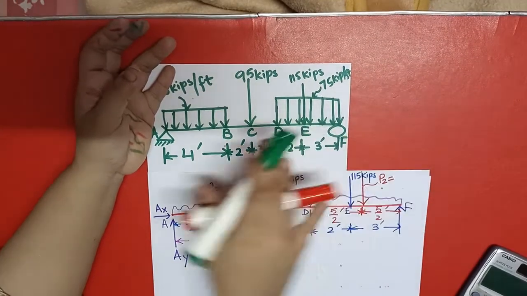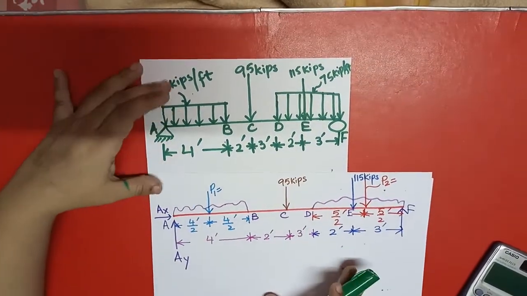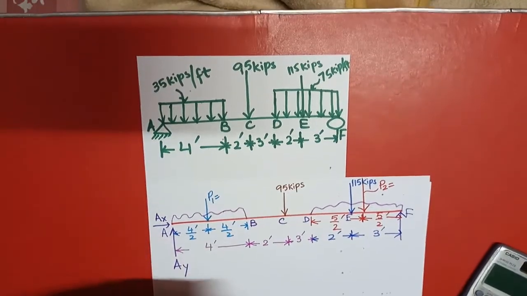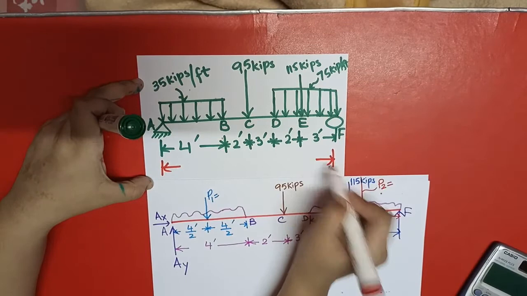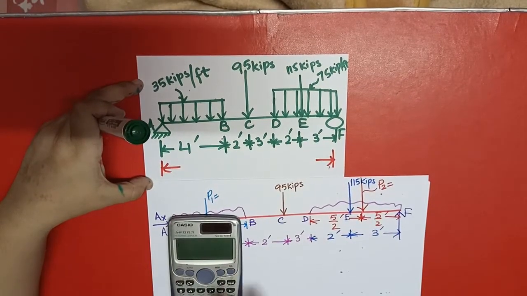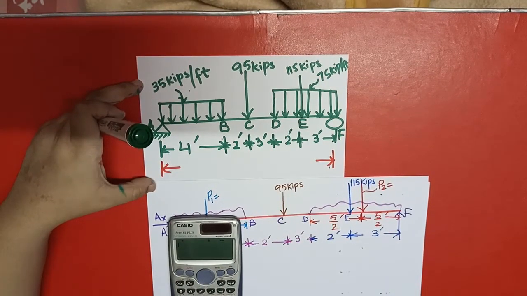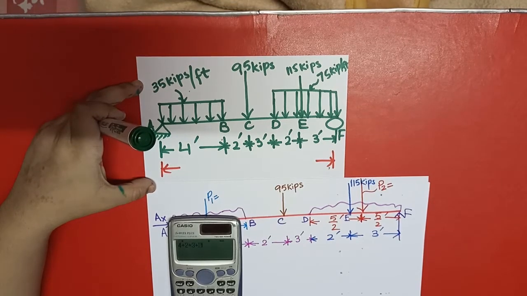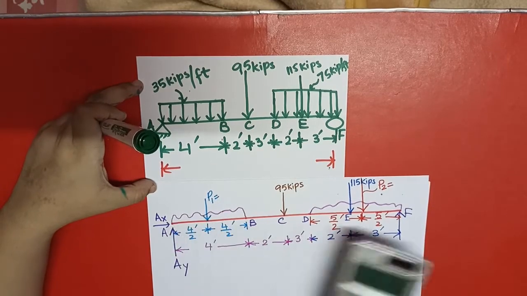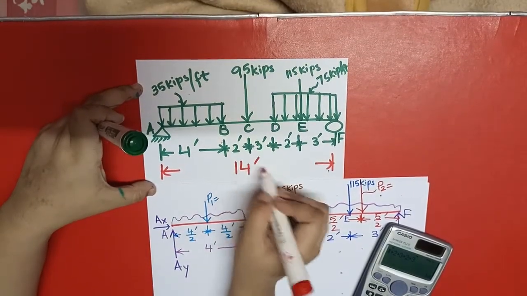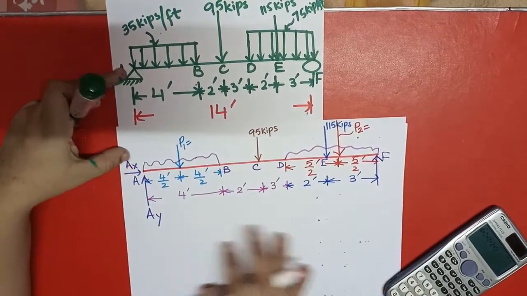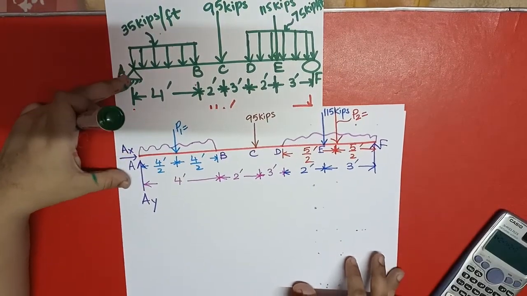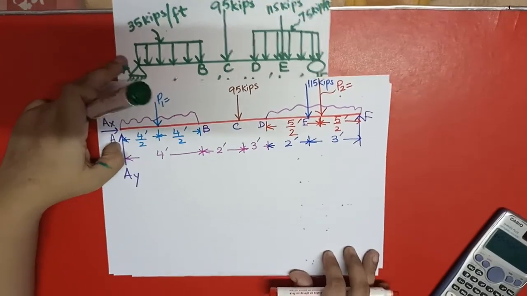So what we have to do, all the lengths are given to me but the total length of the beam is not given, so I have to calculate it. For example, the whole length of the beam is 4 plus 2 plus 3 plus 2 plus 3, so it is coming out to be 14 feet. So I have drawn its free body diagram on a landscape page, so you can easily see this.